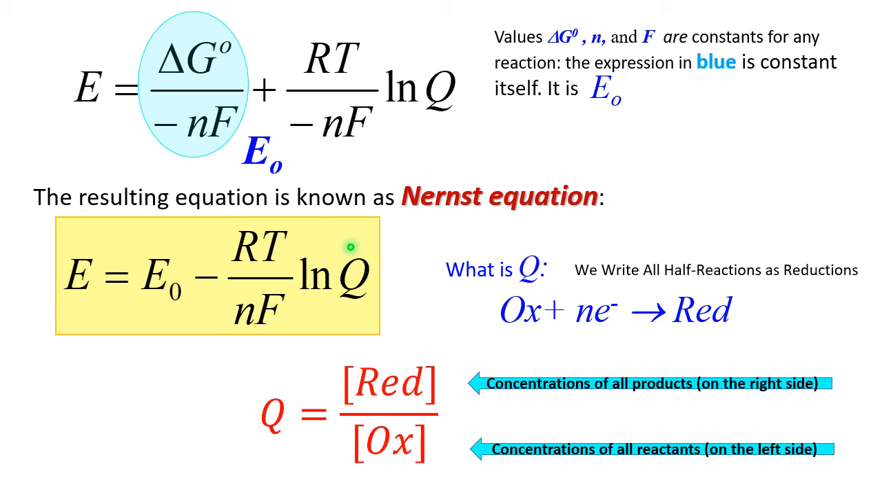This equation is known as the Nernst equation after Walter Nernst. What is Q in this case? We write all half reactions as reductions, so we draw the line. Above the line will be the concentrations of all products, so on the reduced side. Below the line will be the concentrations of all the reactants on the left side.